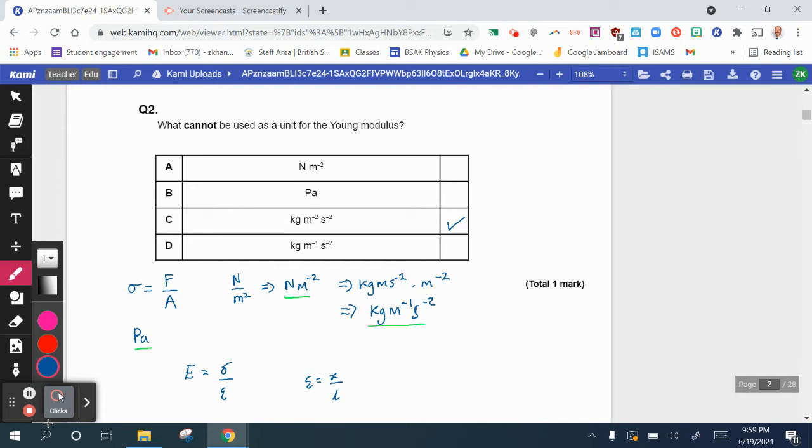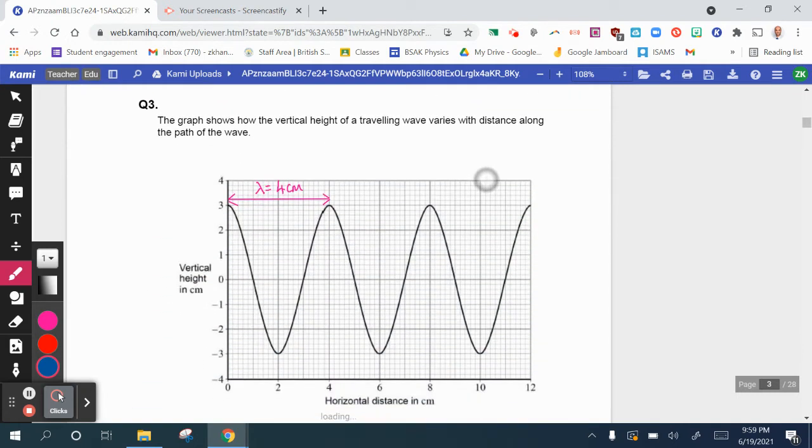So therefore the stress is kilograms meters to the minus 1, seconds to the minus 2 in base units. So that there is the correct representation of stress, hence so therefore that's also the Young's modulus. So that leaves this one as being the unit that is not the Young's modulus, cannot be used for the unit for Young's modulus. Question 3.